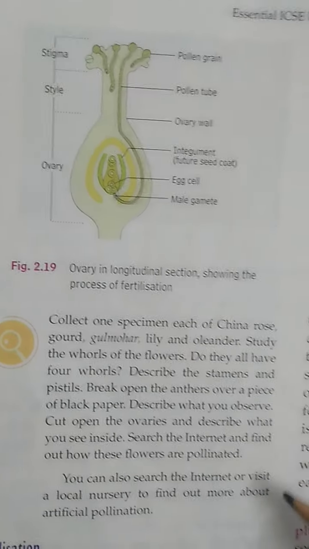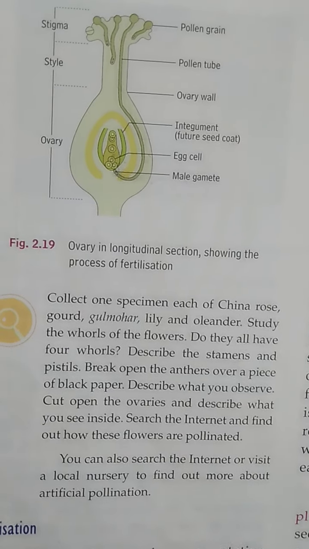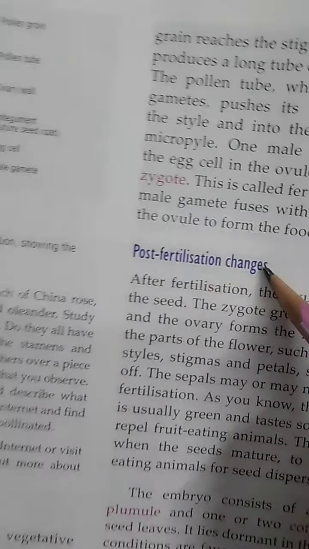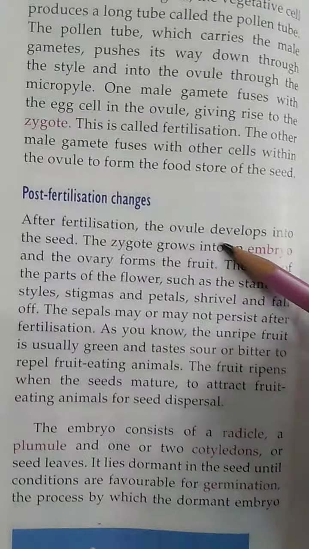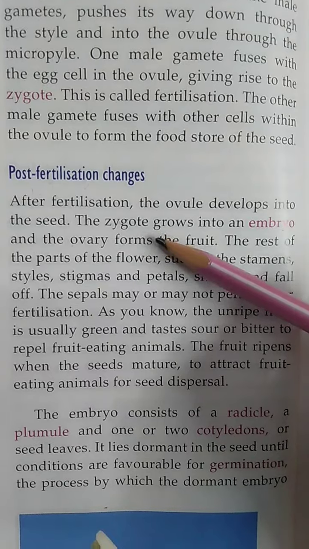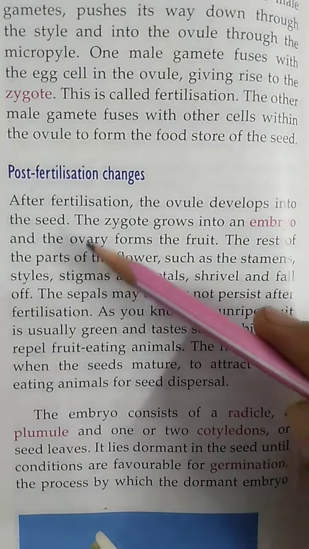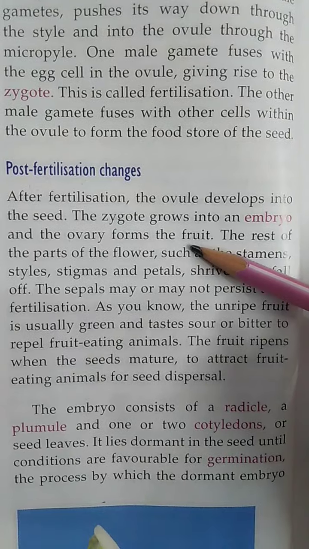Now what will happen after fertilization? Those changes which happen after fertilization are known as post fertilization changes. After fertilization, the ovule develops into the seed, meaning the ovule in which the male gamete fuses with the egg cell develops into the seed. Inside the seed, as I have already told you, the fusion of male gamete and female gamete gives rise to a cell called the zygote. That zygote grows into the embryo, and the ovary forms the fruit.